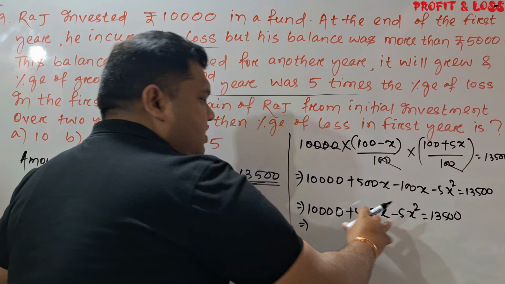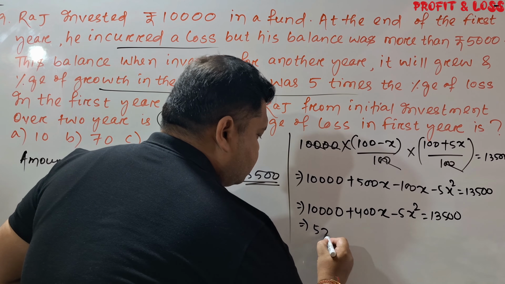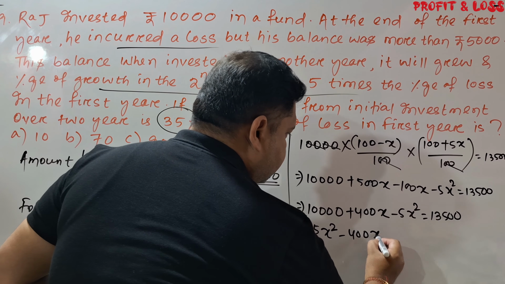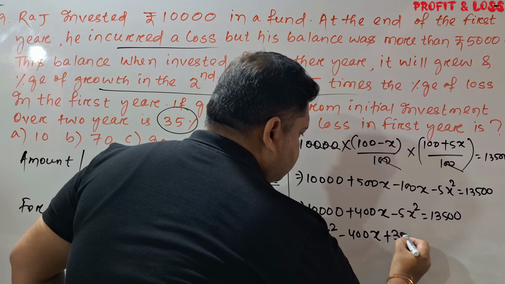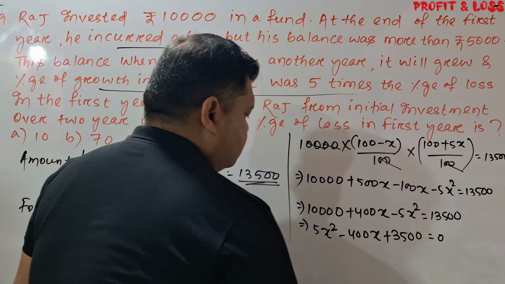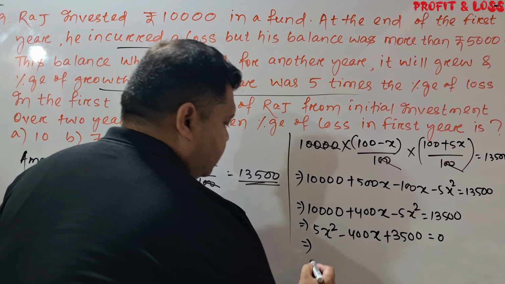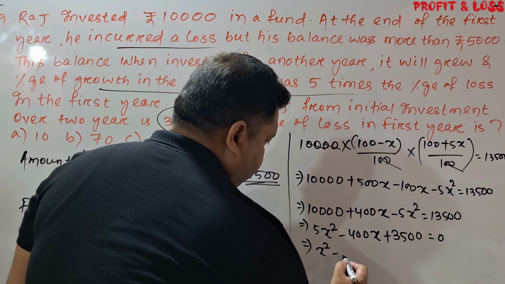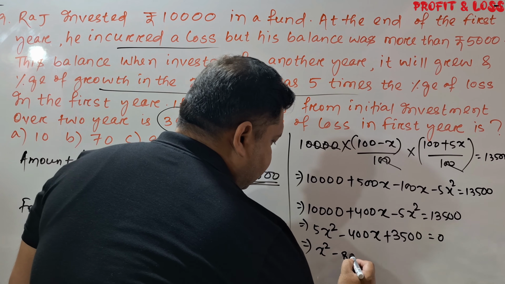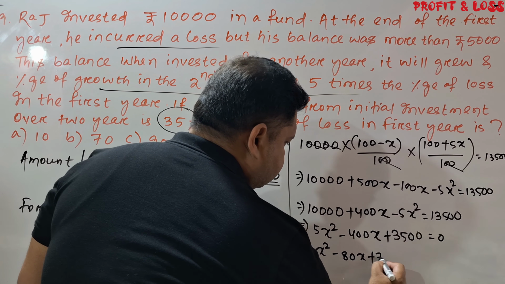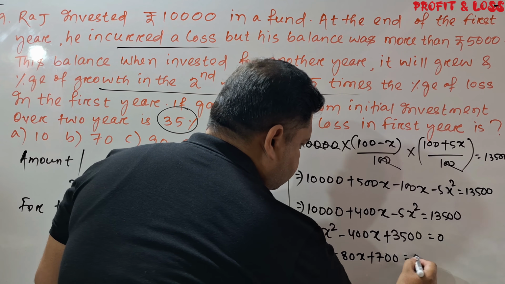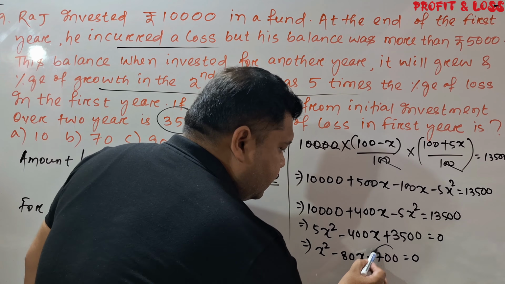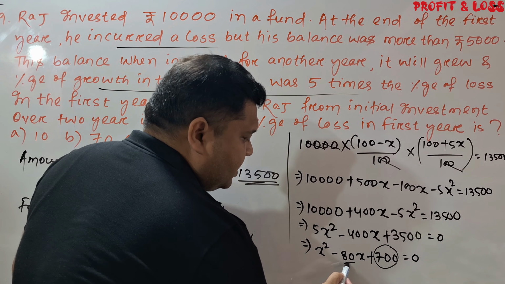So if I take all these terms to the right hand side, 5x square minus 400x plus 3500, that is equal to 0. So it creates a quadratic equation. If I divide by 5, x square minus 80x plus 700 equal to 0. So this is the quadratic equation I have to solve. Here the product is 700 and the sum is 80.